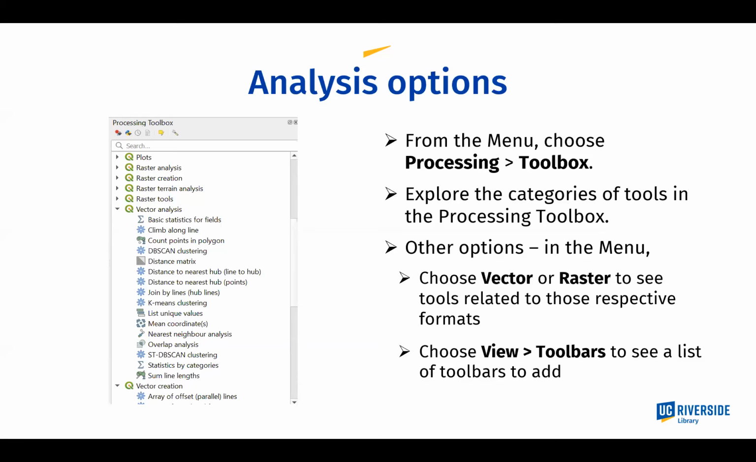But if that approach doesn't work for you as far as finding what you need to do, there's also a vector or raster in the menu, and you can click on those and see what drops down are tools and other things that are related to that format. So that might be a more streamlined way to find out what analysis options are available to you. Also, if you go to view on the menu, one of the options that you see there when you click it is toolbars, and that's where you can add maybe more toolbars that you don't have that come up for everybody, but may be helpful for your workflow. So that's where you can see the choices there.